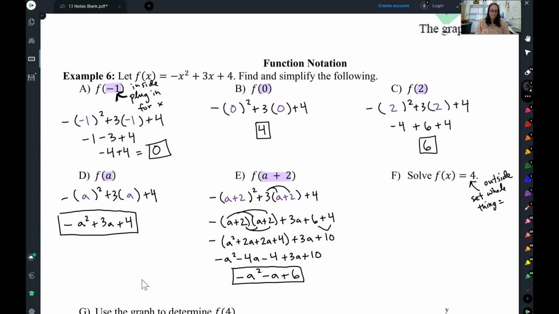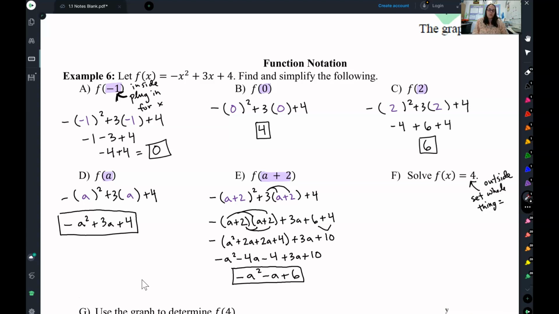Let's see how you did. So, first one, I got an answer of 4. For C, I got an answer of 6. For D, I got this expression as my answer, negative a squared plus 3a plus 4.